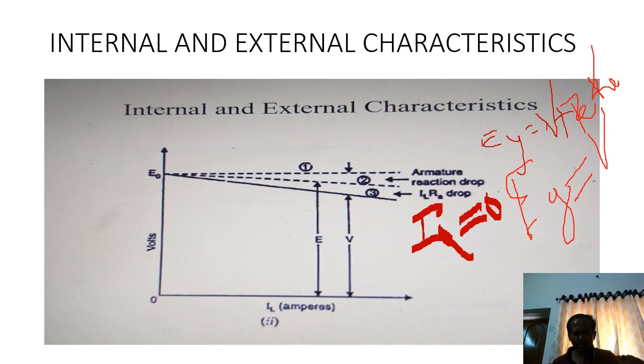Next, the third condition. This was the internal characteristics. The third condition is the external characteristics. So you get Vt versus armature current, where Ia is equal to IL.